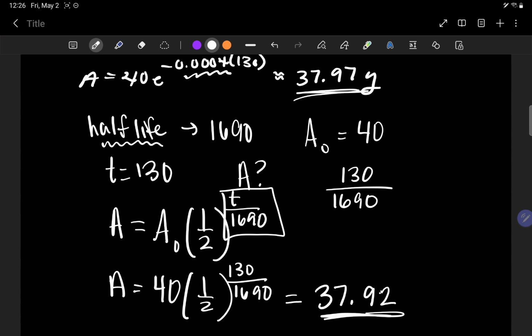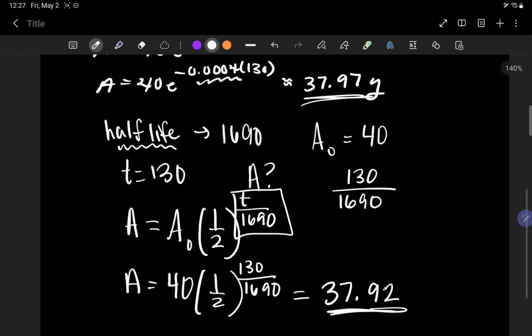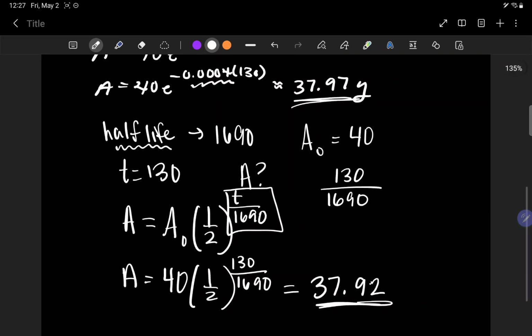Isn't that cool? Look how much less work that was. Crazy how two different formulas get us the same answer. And that's crazy because that formula makes so much sense, because if you plug in t equals 1,690, that's an exponent of 1, and then 1/2 to the first power is just 1/2, and so 1/2 times your initial amount would be half of what you started with.